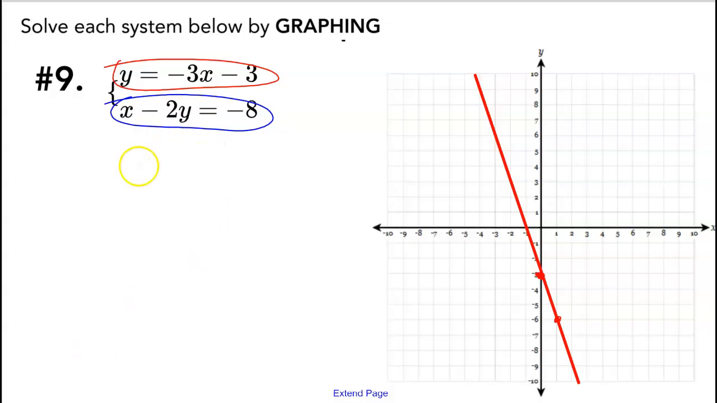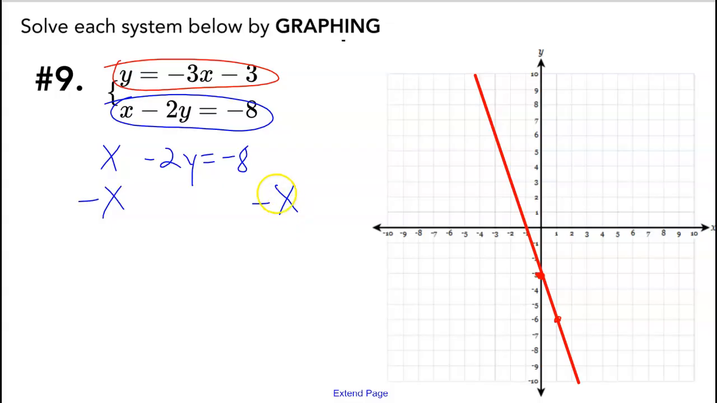I'm going to take this and change it to look more like this top equation, y equals something. So I'm going to start by just rewriting it: x minus 2y is equal to -8. And I'm going to isolate this y. So I'm going to subtract x on both sides. Now the x's are going to cancel out when I add.